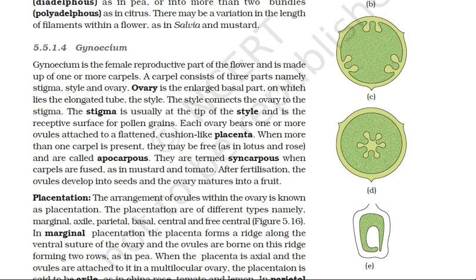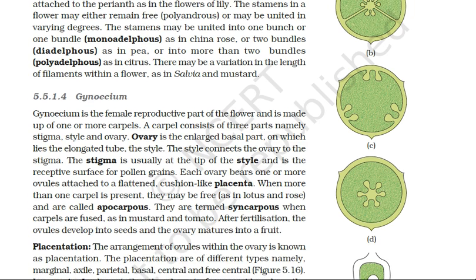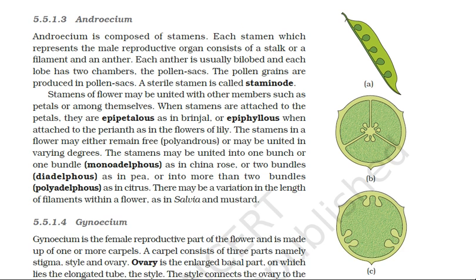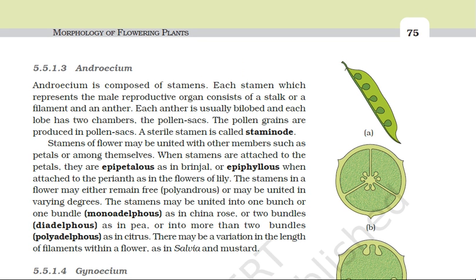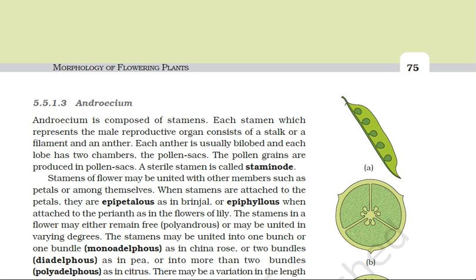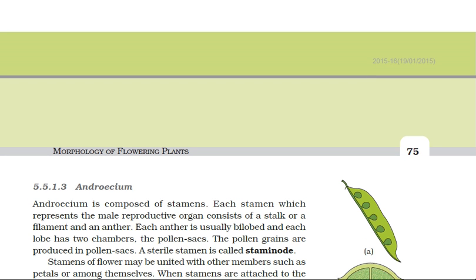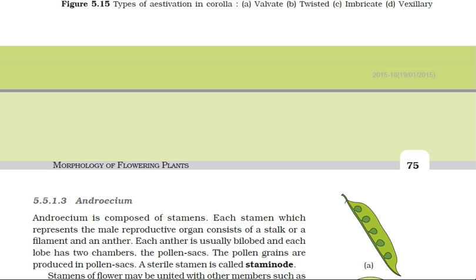The first is the marginal. Here you can see on the screen the marginal placentation. The topmost one, represented by A, is marginal placentation. In this type, placenta forms a ridge along the ventral suture of the ovary, and the ovules are borne in this ridge, forming two rows. Example, pea.